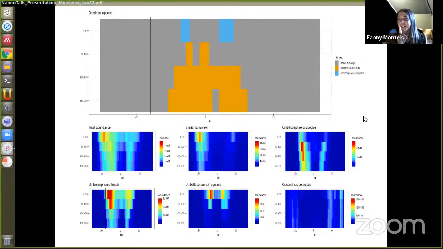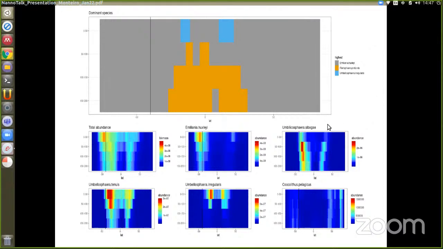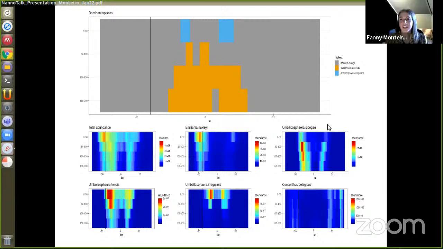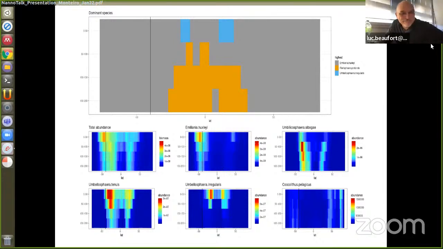I haven't said this, but these are still very new results, by the way, so we're still looking into the data. There's quite a lot of things to explore. It's beautiful anyway. Thank you. Thanks, Luc.